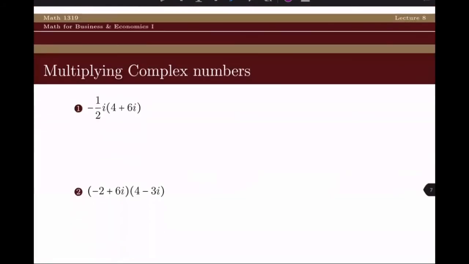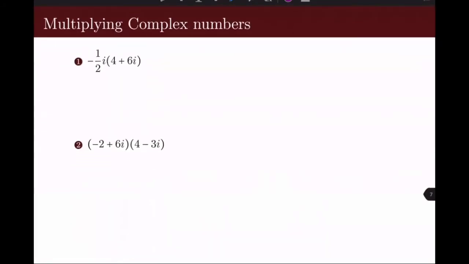Moving on. Next, let's talk about how to multiply complex numbers. So we'll multiply them the same way as we multiplied stuff like 2 times x plus 1, where we just had 2x plus 2. So first we'll multiply negative 1/2 by 4. So negative 1/2 times 4 is going to be negative 4/2 i. And then negative 1/2 times 6 is negative 6/2.